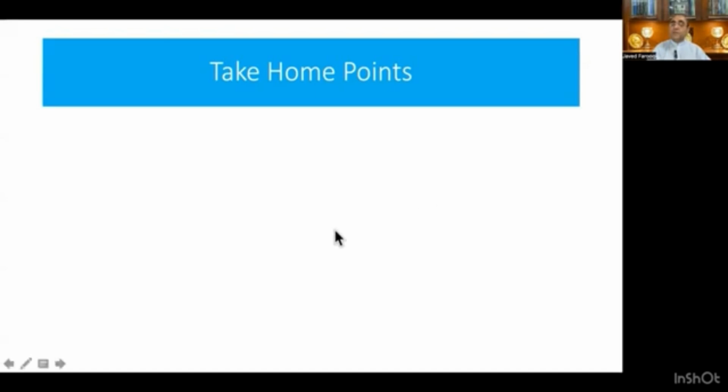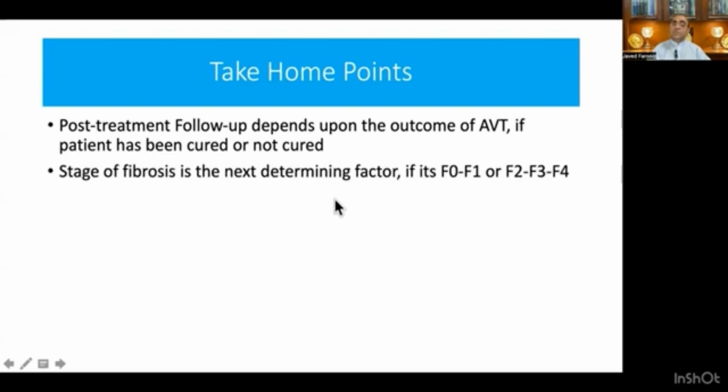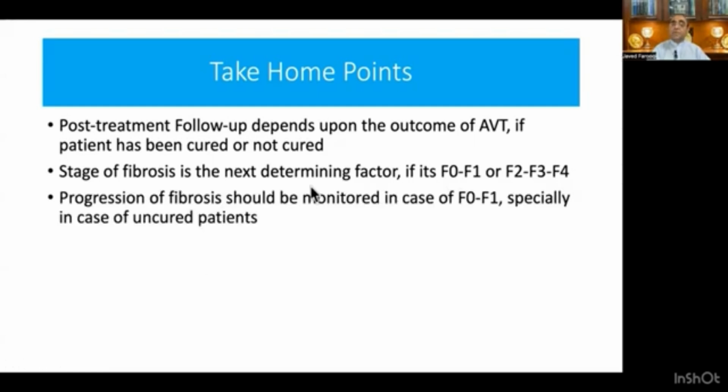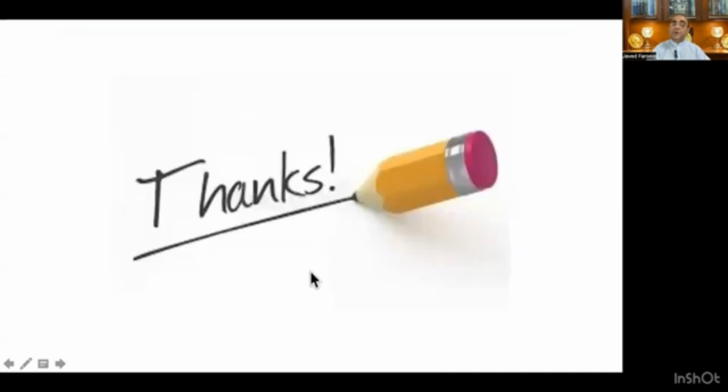So the take-home point of post-antiviral treatment follow-up is that it depends upon the outcome of the antiviral treatment, whether the SVR has been achieved or not achieved, and also what the patient's liver status is, non-fibrotic, fibrotic, or cirrhotic. This is very, very important. Progression of fibrosis should be monitored in case of F0, F1, especially in case of uncured patients, and surveillance for HCC and esophageal varices is mandatory in case of F2, F3, F4, irrespective of the cure.